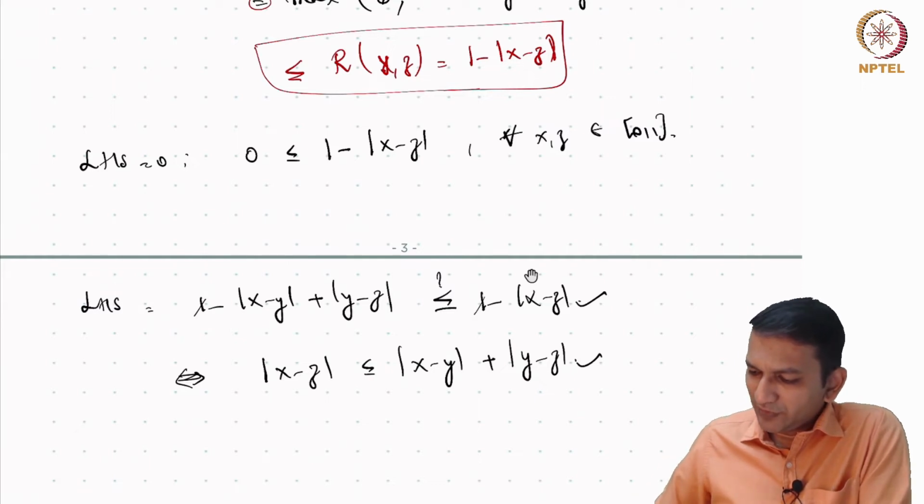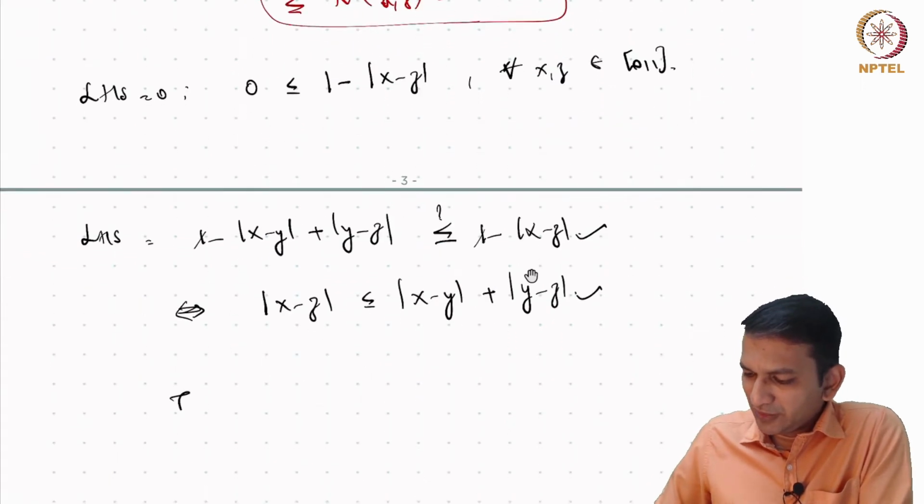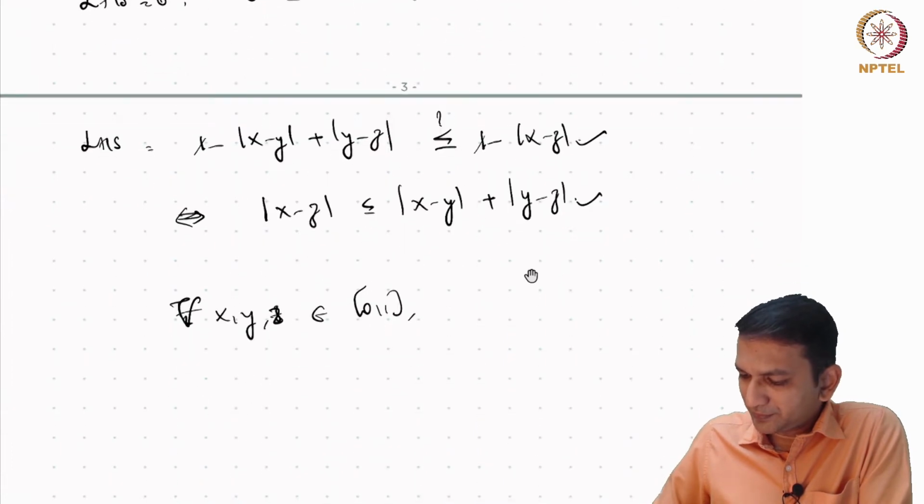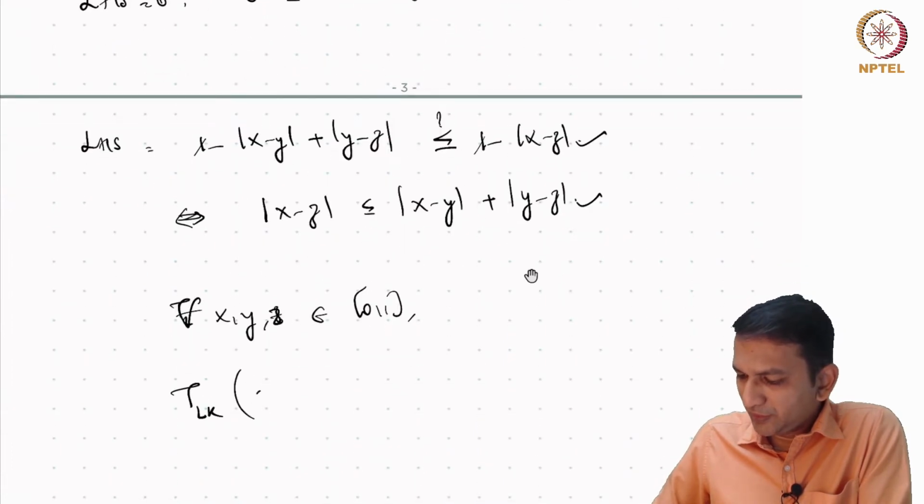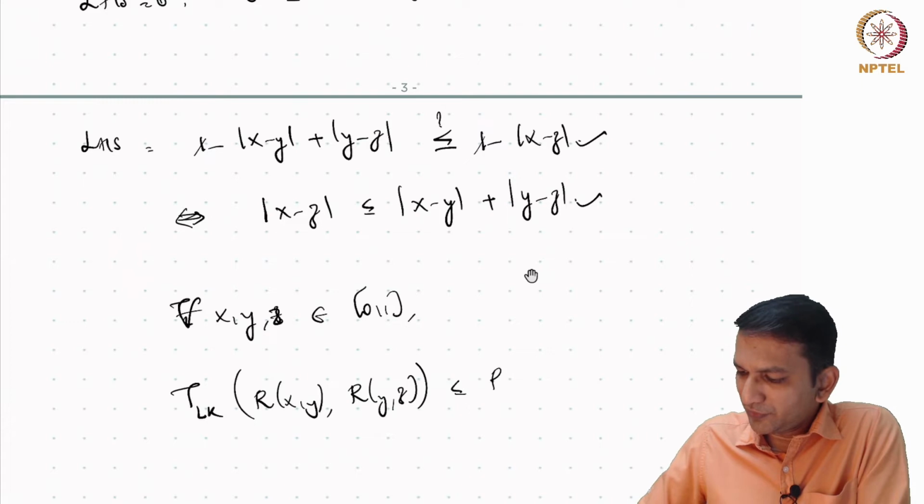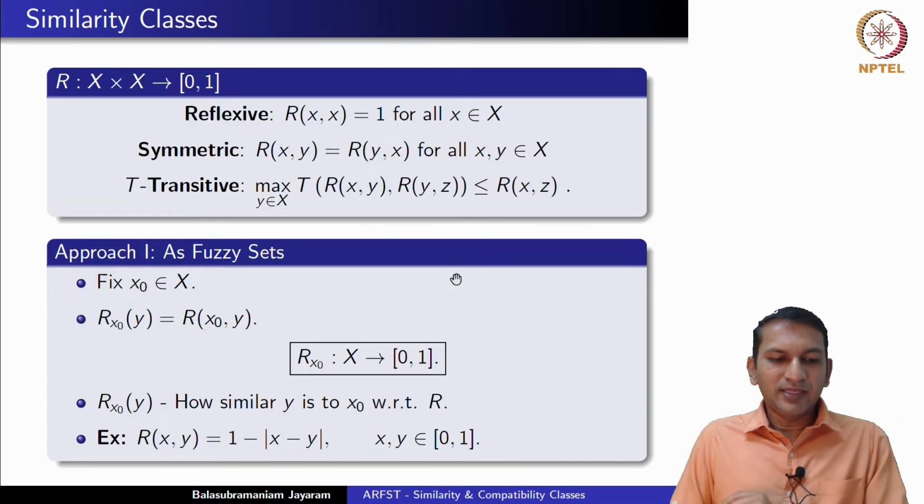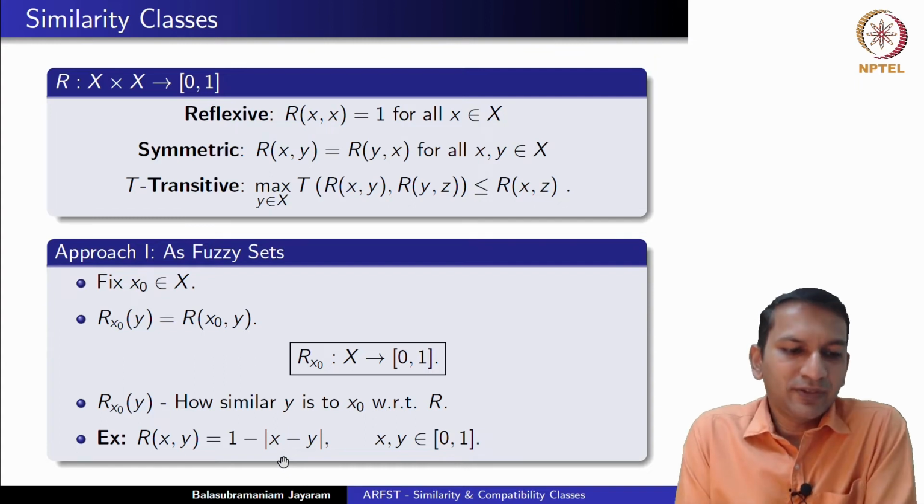And hence what we have is, for this relation, for all x, y, z element of [0,1], we have that T_LK of R(x,y), R(y,z) is less than or equal to R(x,y). That means this relation that we are looking at is in fact T_LK transitive.